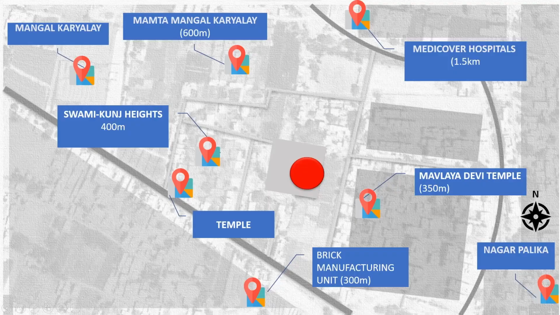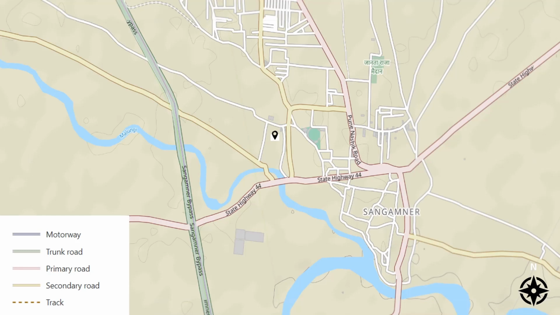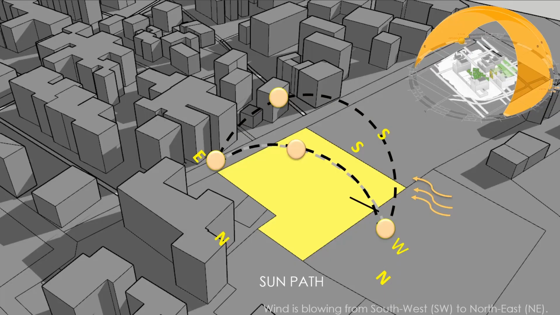These are some nearby spaces near my site. These are some roadways near my site. Motorway, trunk road, primary road, secondary road and track are indicated in this map. This is the sun path on my site, and wind is blowing from southwest to northeast.